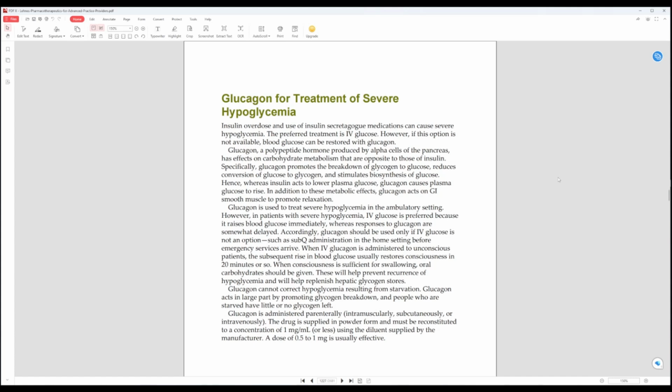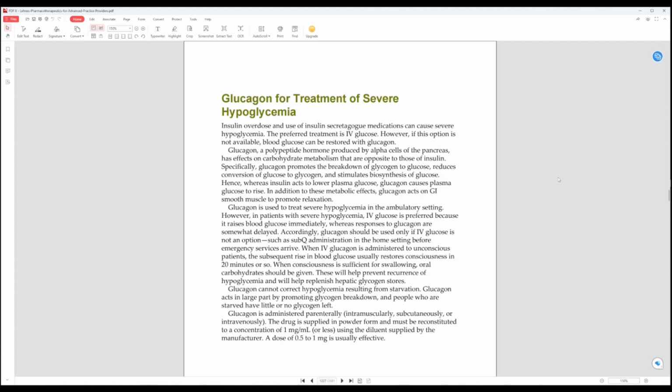Hence, whereas insulin acts to lower plasma glucose, glucagon causes plasma glucose to rise. In addition to these metabolic effects, glucagon acts on GI smooth muscle to promote relaxation. Glucagon is used to treat severe hypoglycemia in the ambulatory setting. However, in patients with severe hypoglycemia, IV glucose is preferred because it raises blood glucose immediately, whereas responses to glucagon are somewhat delayed. Accordingly, glucagon should be used only if IV glucose is not an option, such as a subcutaneous administration in the home setting before emergency services arrive.